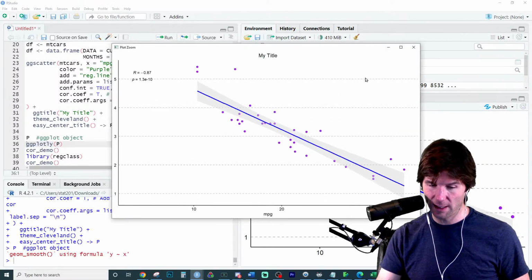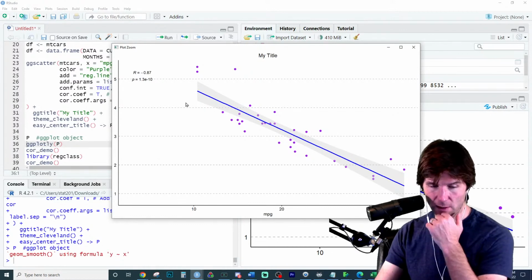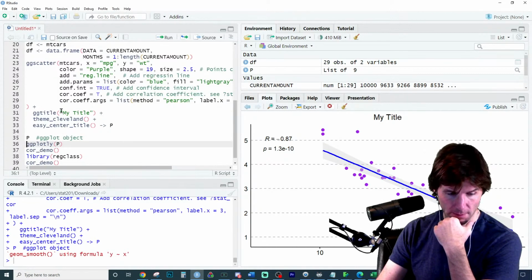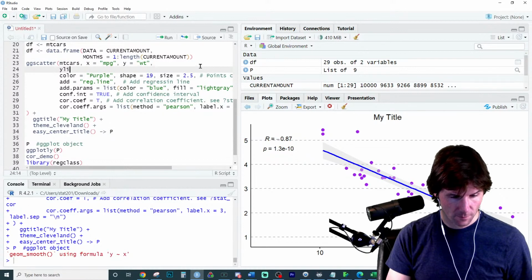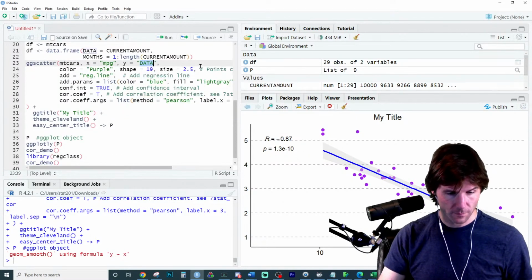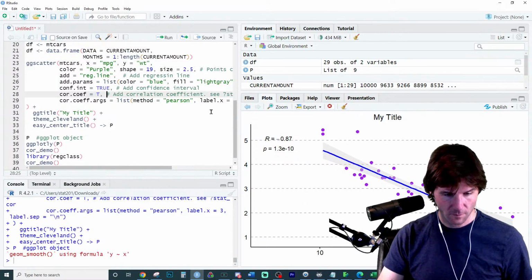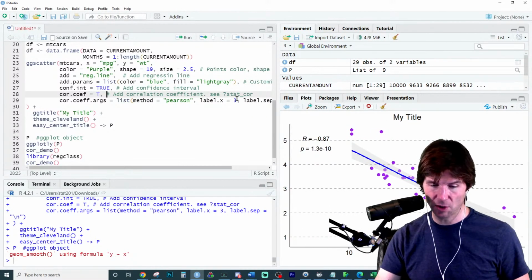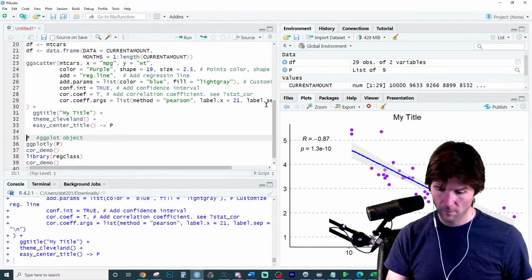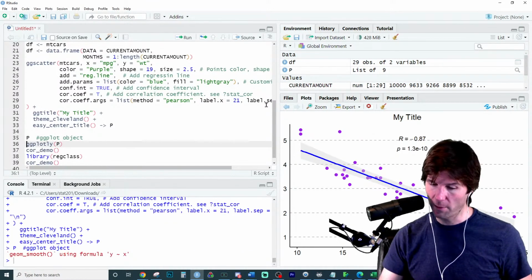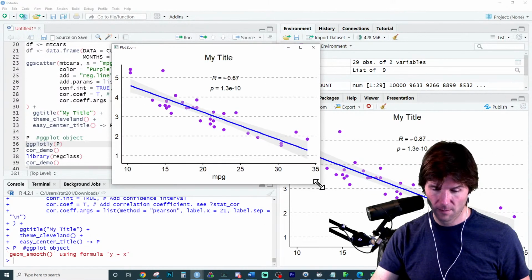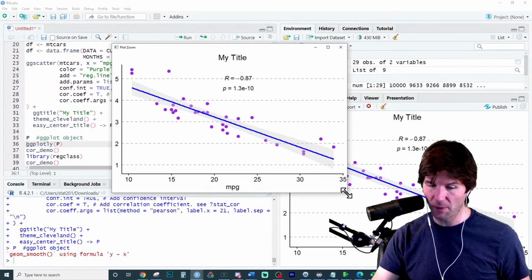So now look at this. We get... I don't like where that's putting it. Why is it doing that? That's weird. Oh, label X. Position 3, I think. There we go. Not too bad. There is our regression. Look at that. We even got the p-value on it.